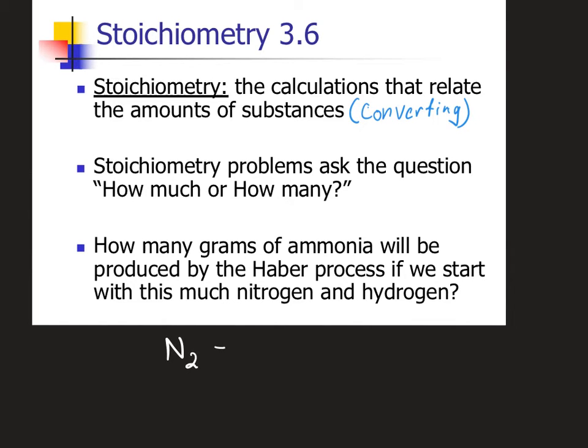Because the Haber process takes two simple diatomic molecules, not helium, to create ammonia. Which, when we look at this, we can see it is not balanced, and therefore requires balancing. The Haber process is a simple synthesis reaction. We're making something. Two things make something. It is not balanced, therefore it requires us to balance.